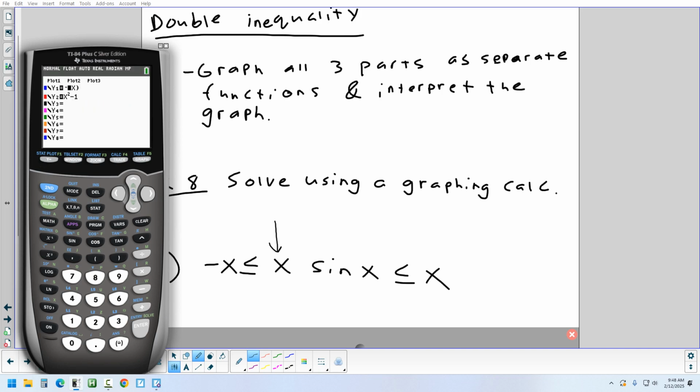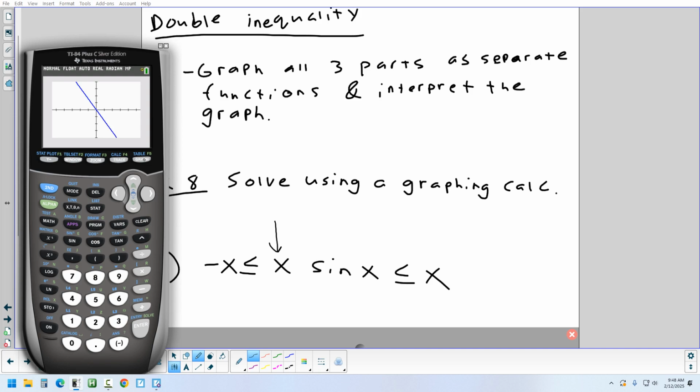Okay, we've got negative x, so a line with a slope of -1 going through the origin. We've got positive x, a line with a slope of +1. And then I've got my variable vertical stretch, x sine x. It doesn't matter which ones you put in y1, 2, and 3. But the important thing we're looking for is, where is this wave going to be above the negatively sloped line and below the positively sloped line? So let's hit graph.